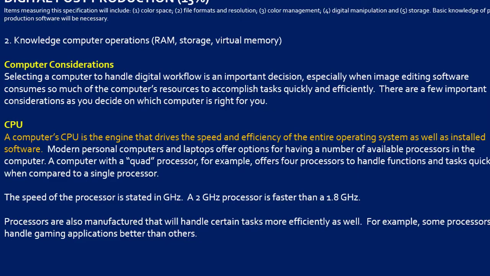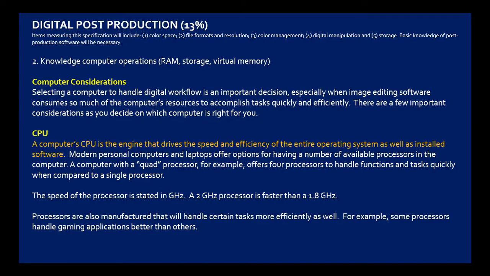A computer's CPU, or central processing unit, is the engine that drives the speed and efficiency of the entire operating system, as well as the installed software. Now, today's modern desktop and laptop computers give us a variety of options when it comes to processors. The computer that I'm using actually has 4 processors to handle tasks quickly and efficiently. The speed of the processor is stated in gigahertz. The higher this number, the faster the processor. So a 2 gigahertz processor is faster than a 1.8 gigahertz.